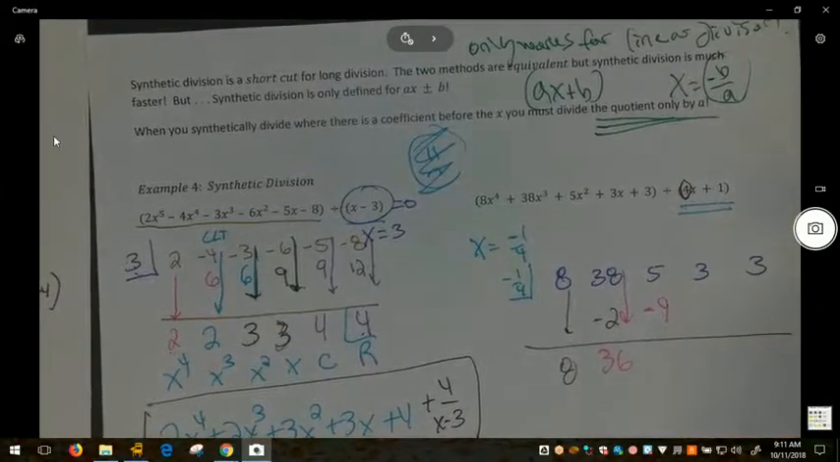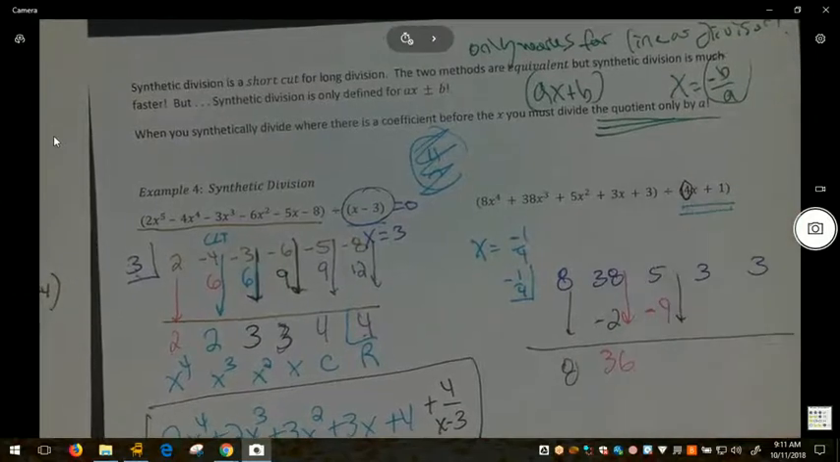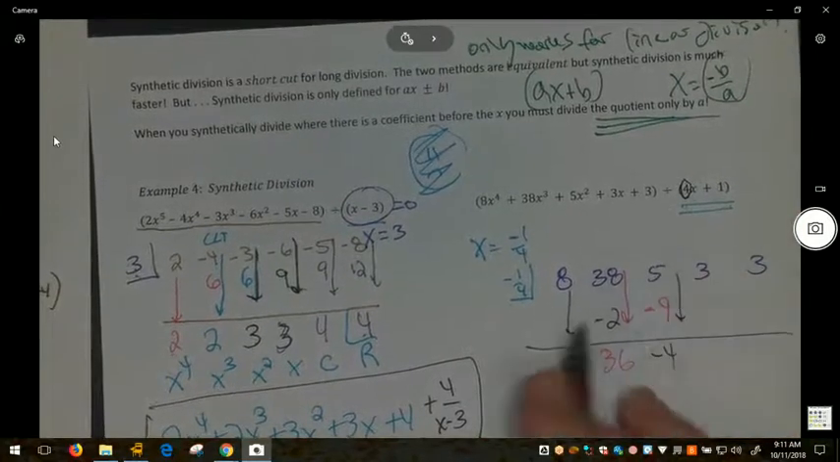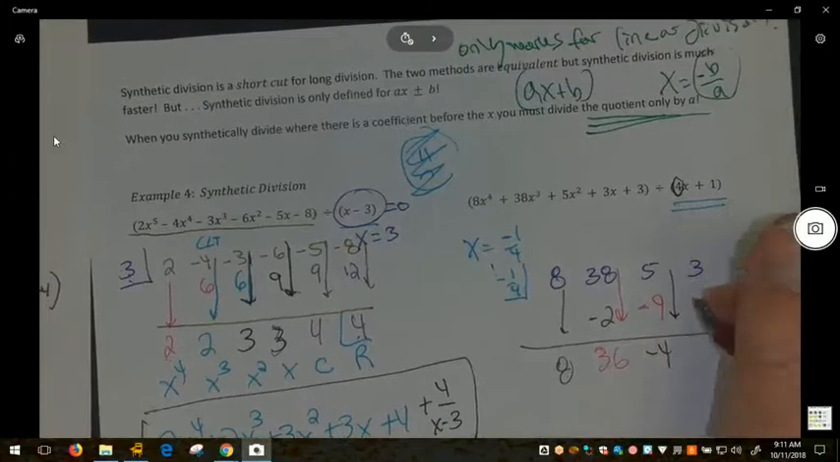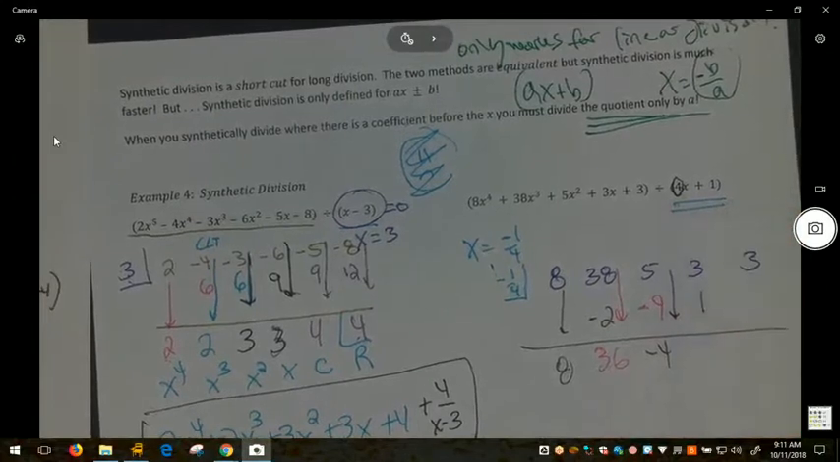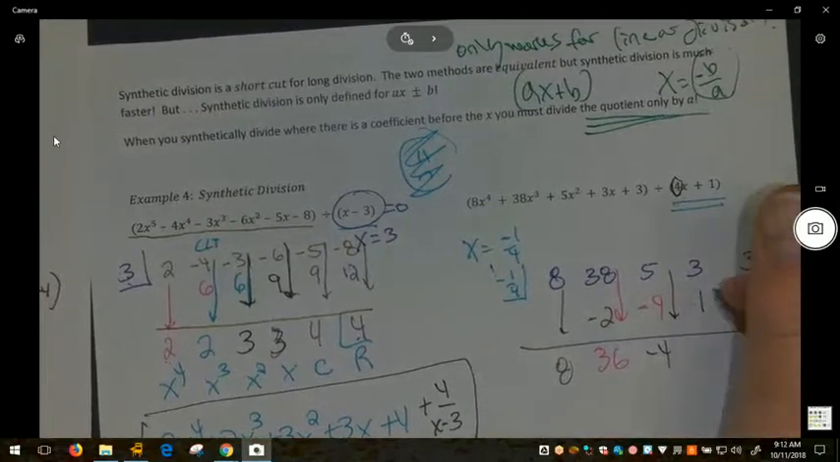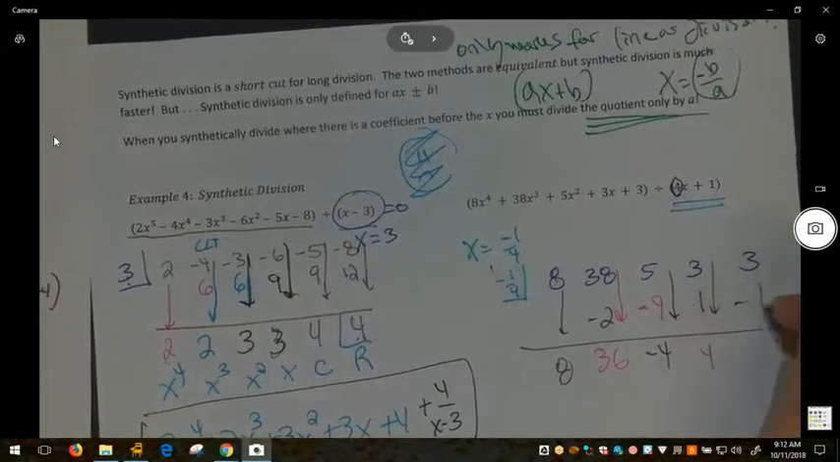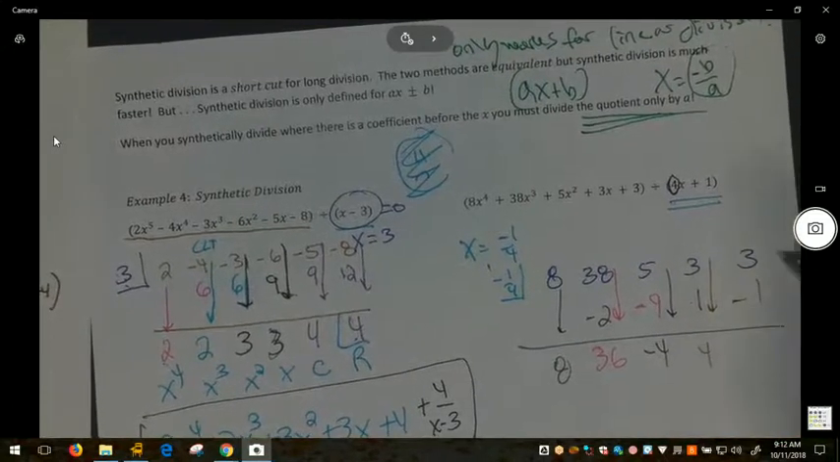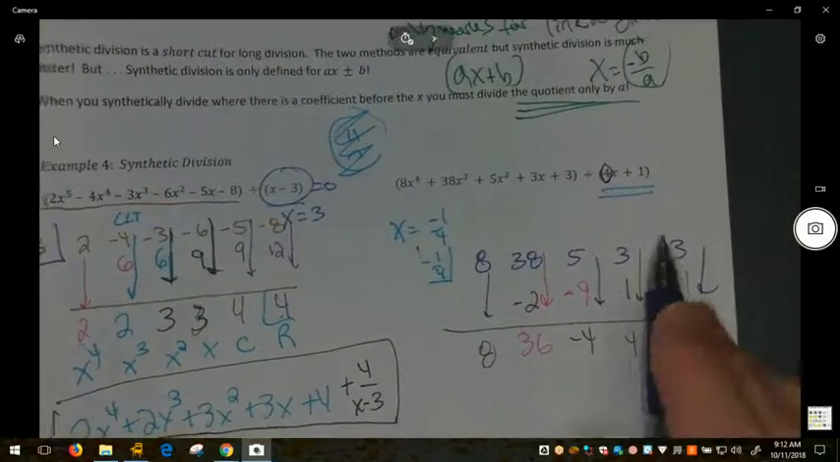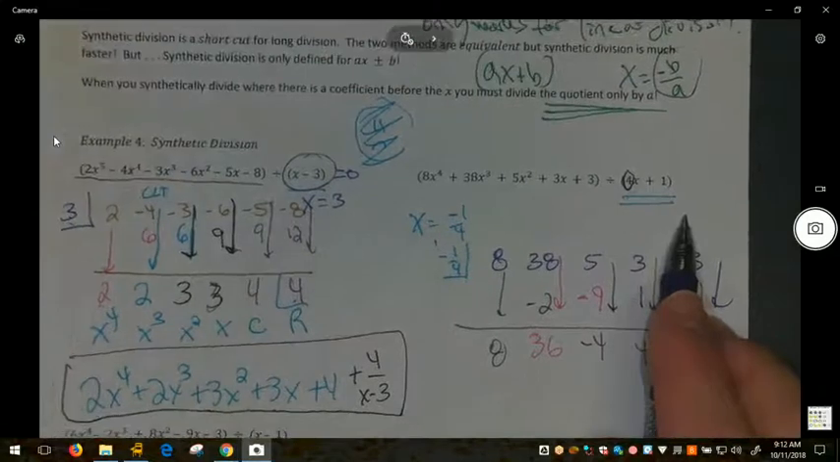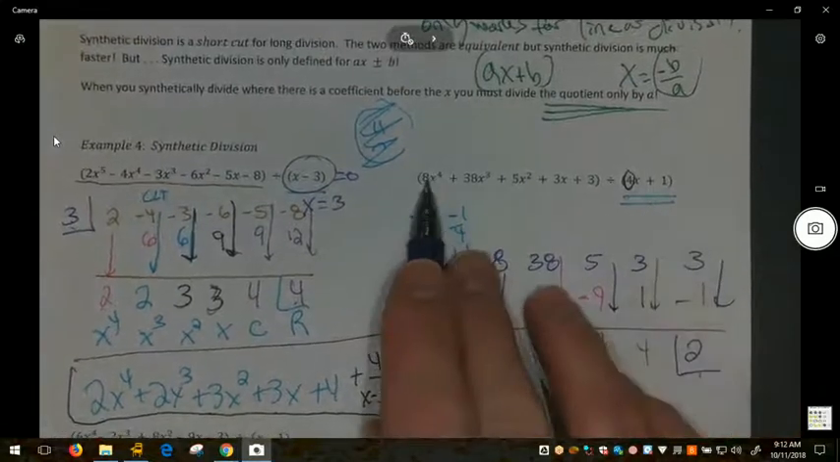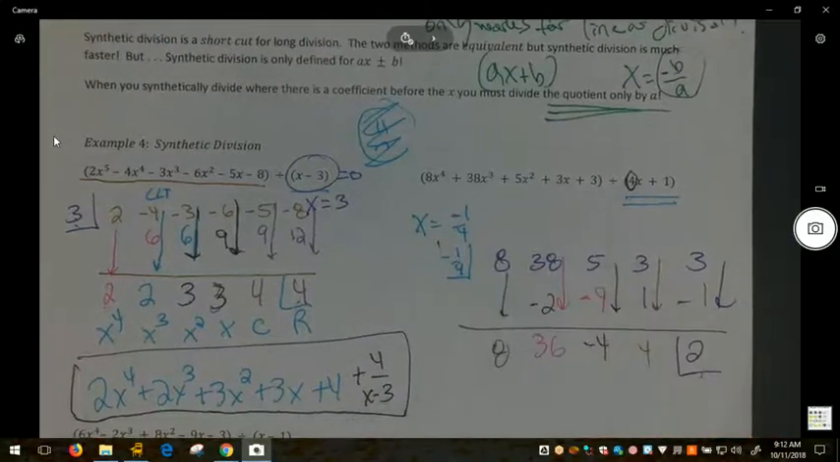I'm going to add that together. That gives me negative 4 times negative 1/4 is positive 1. Going to combine those. That gives me 4 times negative 1/4 is negative 1. Going to combine those. It gives me 2. Since I have a remainder of 2, 4x plus 1 is not a factor of this polynomial.